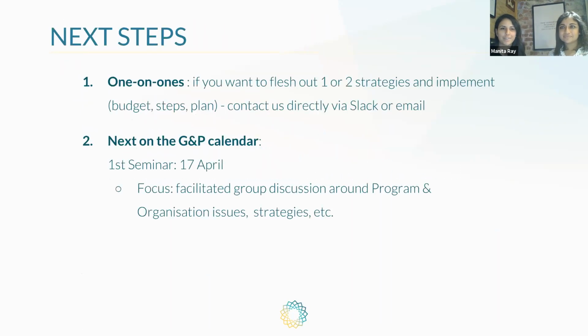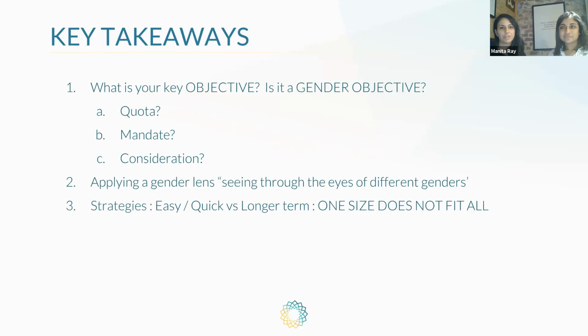No? All right. We'll just jump to the key takeaways. Yeah, so just really quickly, we've talked about this a few times now, really consider what your gender objective is within your organization. Is it a quota? Is it the number of people you want within your team that are of different genders? Is it a mandate? Is it something you want to make sure that you consider within your organization? Or is it purely a consideration that, yes, we're going to think about this, but we might not actually have any particular numbers or qualitative measures against it?